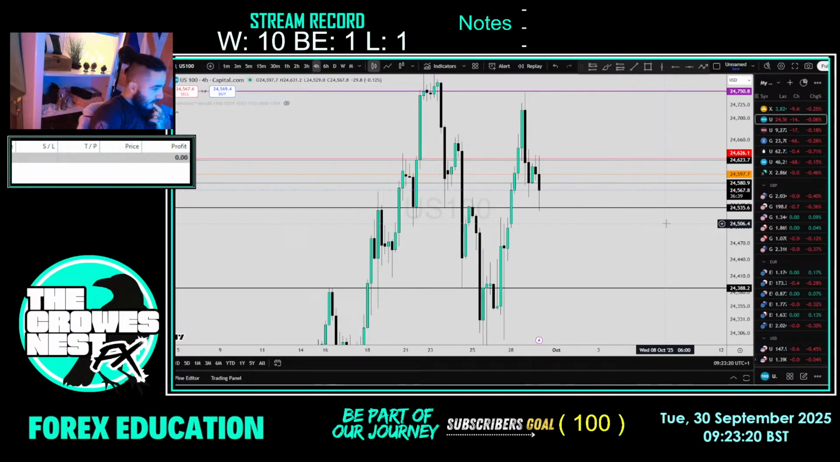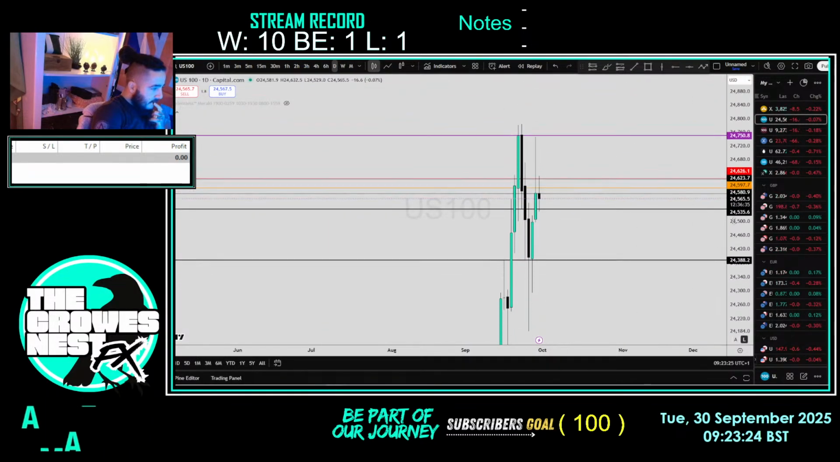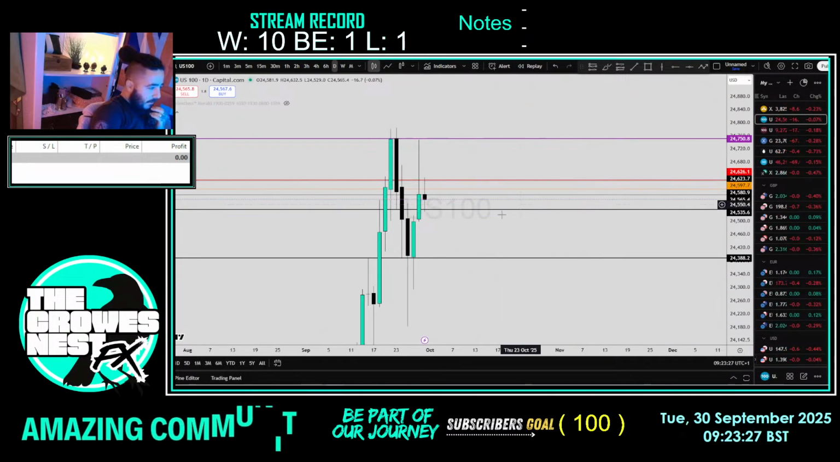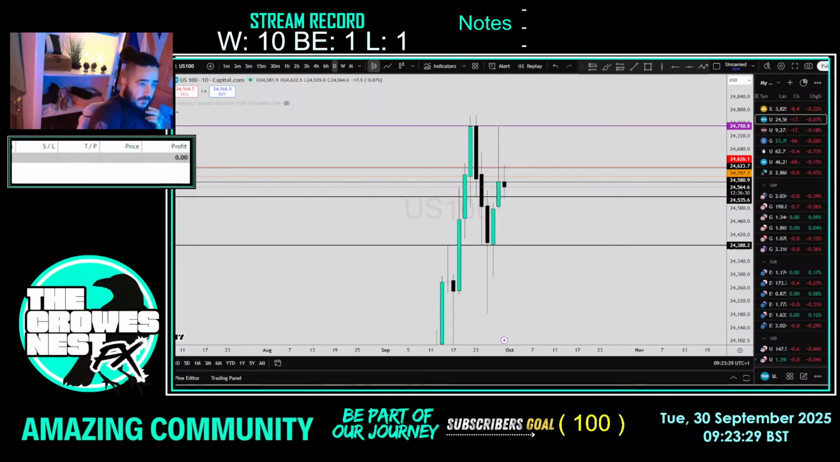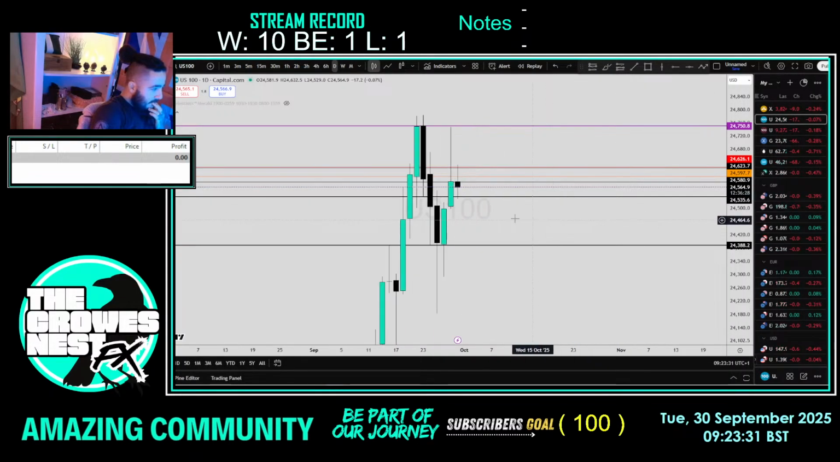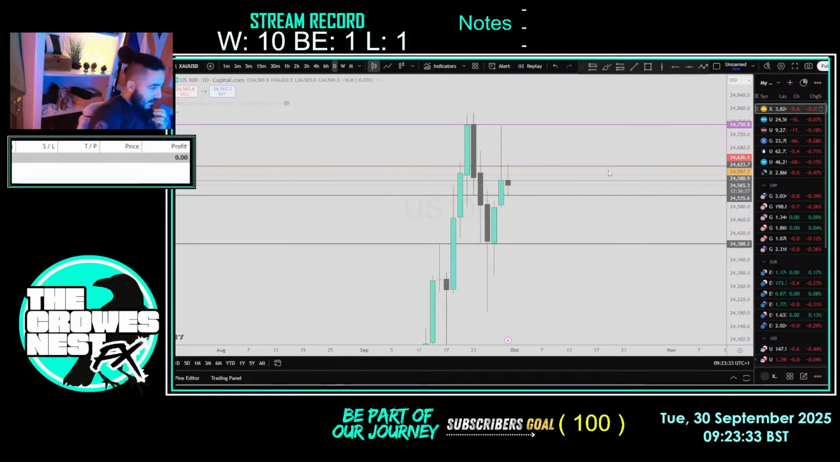No top and bottom wick on the previous daily candle. No. And a massive gap. This is on gold you're on about. Right. Oh, you want US 100 again? Yeah, I can't trade gold at the minute.